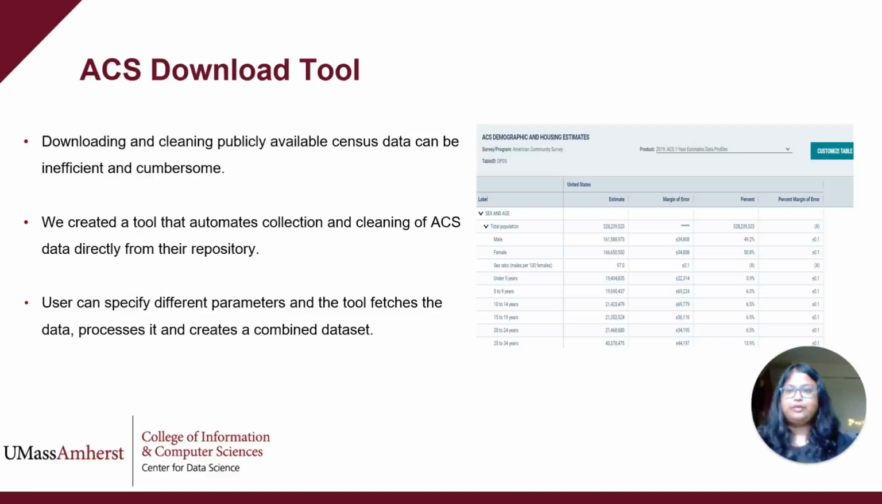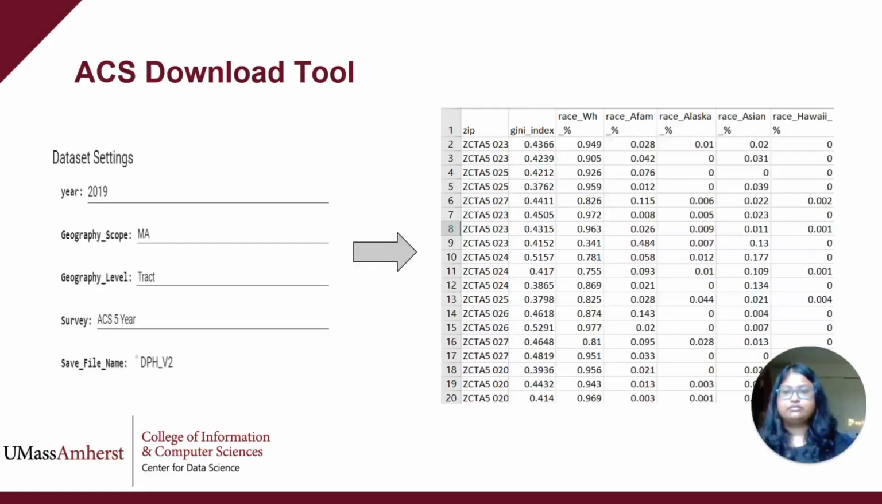ACS, or American Community Survey, is the premier source of data for population and demographics in the country. At DPH, the team frequently has to manually look up, download, clean, and stitch together data from various tables on the ACS website. This process is obviously time-consuming and prone to human error. To mitigate this, we created a tool that automates these very steps in very little time.